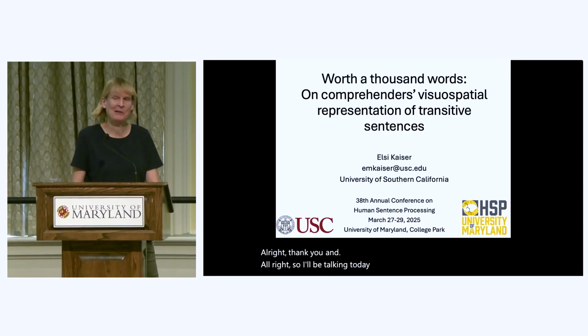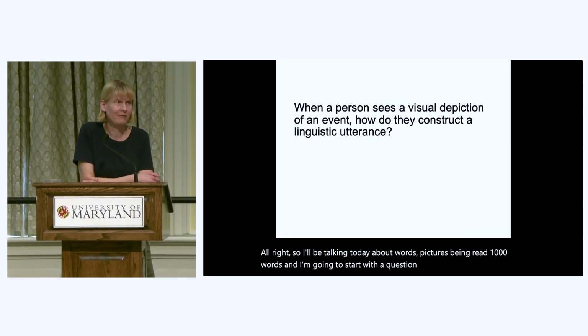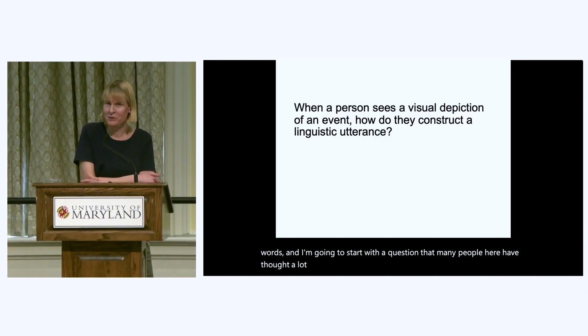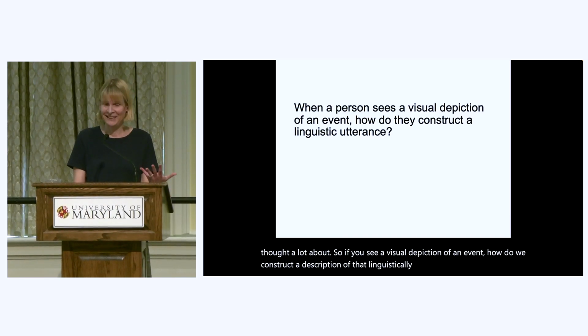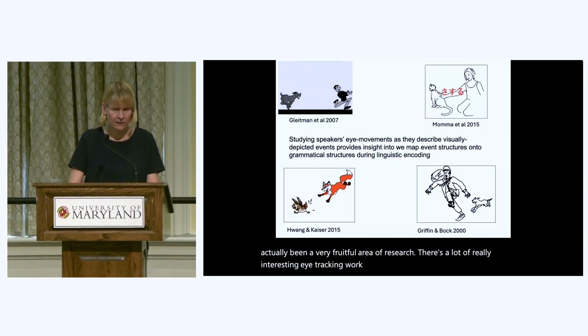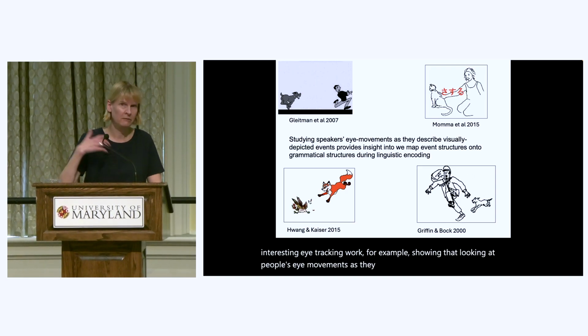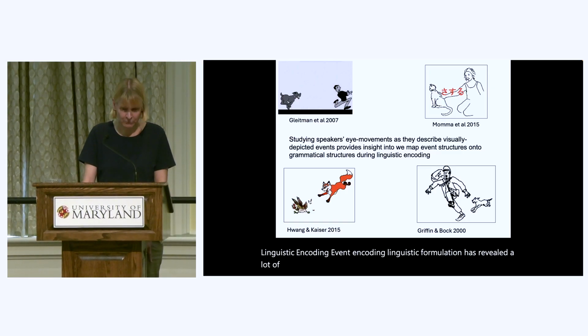So I'll be talking today about words, pictures being worth 1,000 words. And I want to start with a question that many people here have thought a lot about. If you see a visual depiction of an event, how do we construct a description of that linguistically in real time? And this has actually been a very fruitful area of research. There's a lot of really interesting eye tracking work, for example, showing that looking at people's eye movements as they do linguistic encoding, event encoding, linguistic formulation has revealed a lot of insights into how language works.